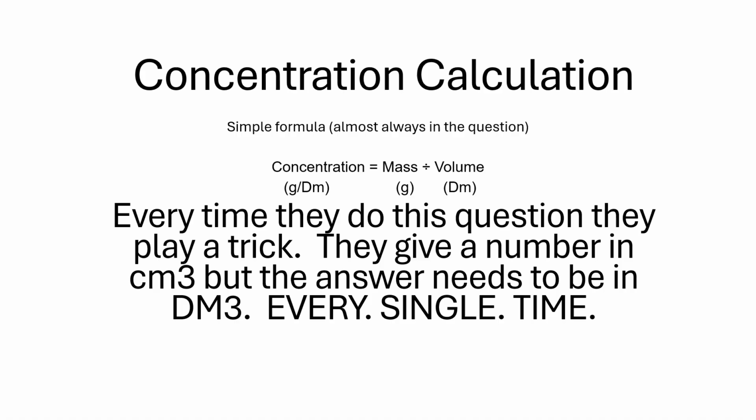They give a number in centimeters cubed, but the answer needs to be in dm cubed, and they're not the same. And it's every single time they put this question in, this is the trick they play. So if it's a concentration question, very much look for the answer and what they want it in. Usually, in fact all examples, ask for grams per dm cubed, not grams per centimeter cubed, and that makes a big difference, and we'll see why.